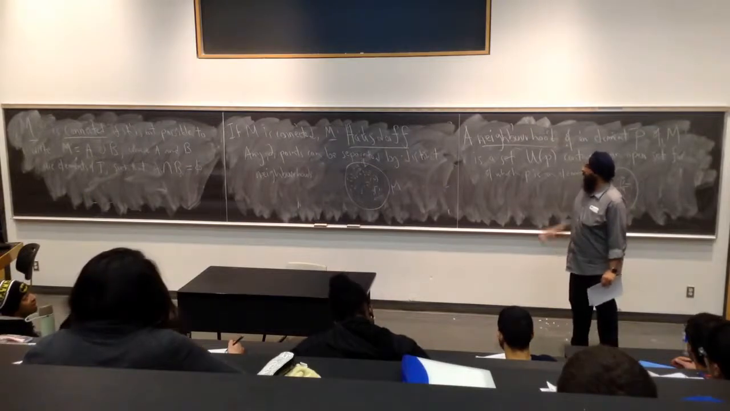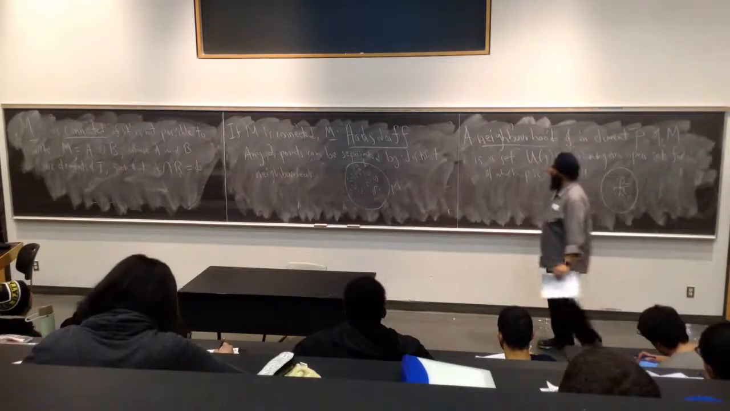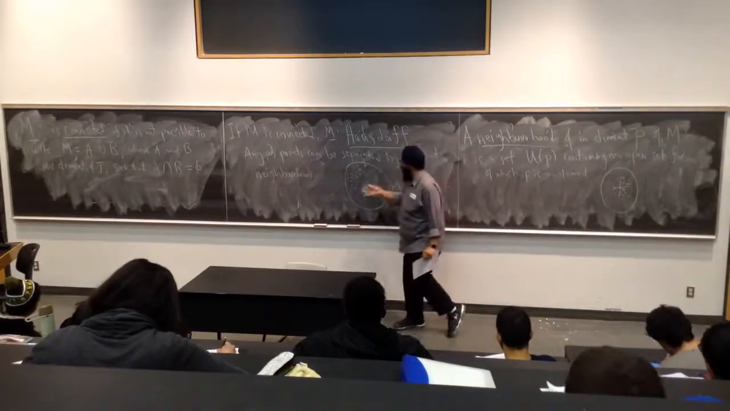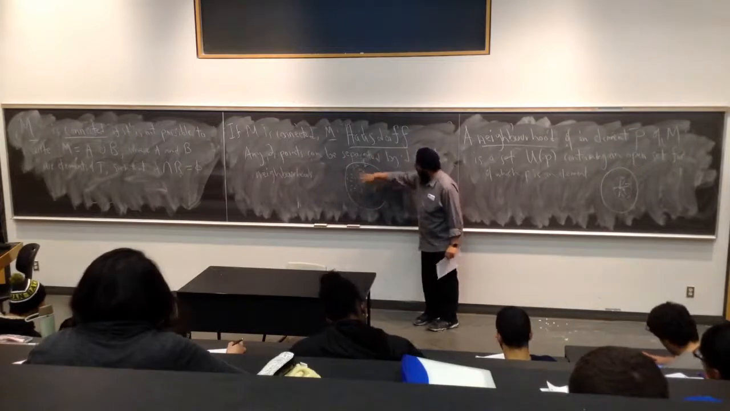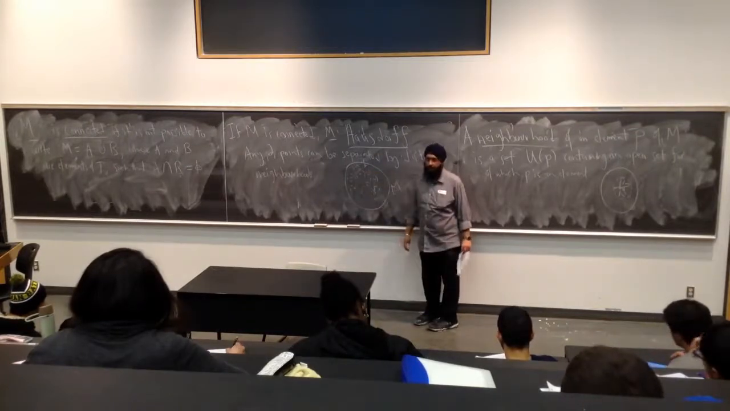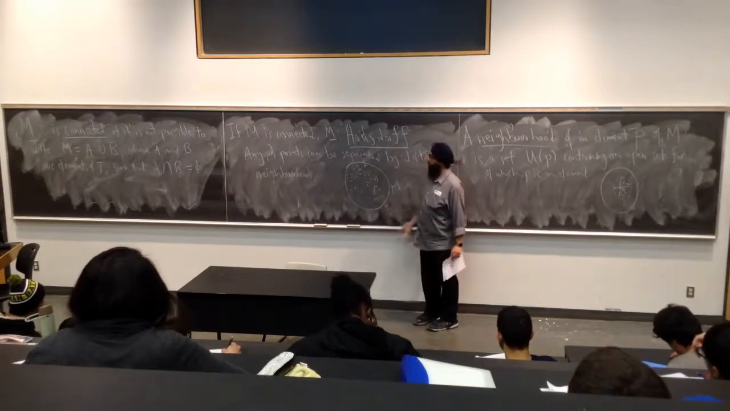If M is connected, M is what we call Hausdorff. H-A-U-S-D-O-R-F. And all that means is that any two points can be separated by them. So you see, the way I've drawn it is none of the open sets intersect. So that's very important. So all the manifolds that we will deal with in this course are Hausdorff.